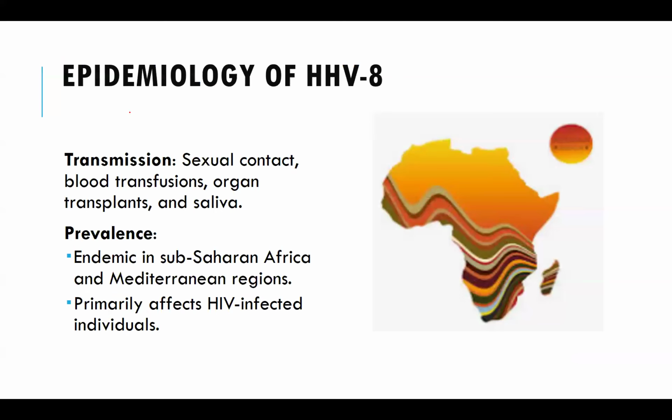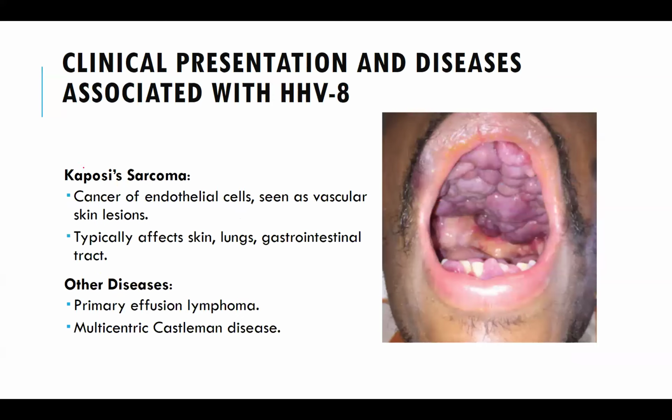So the transmission is usually sexual, or through blood transfusion, organ transplant, or even saliva. And it usually loves us, the people in Africa, the sub-Saharan region, and the Mediterranean region. These are usually countries that are still struggling with development, and we have HIV being endemic in our area. So because of HIV, even this virus is having its go.